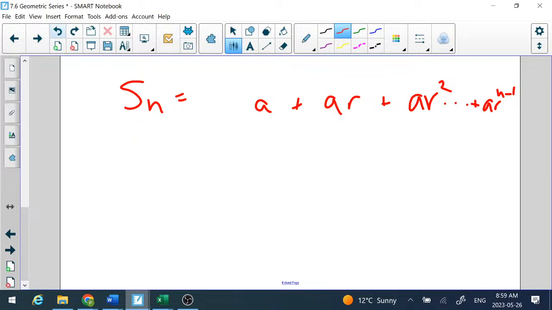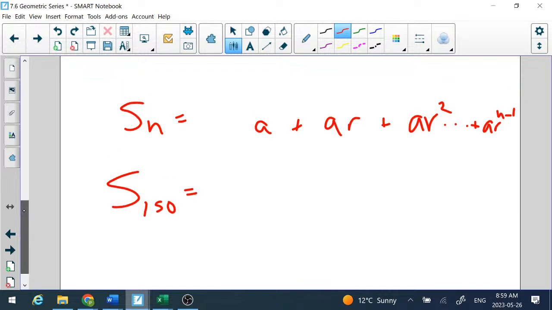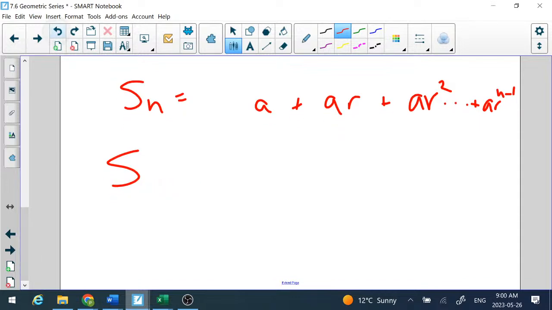If you want to do it the long way, this is what you do. You have to find every term and then add them all together. So if I say find S150, have fun. Enjoy your weekend, because that's how long it's going to take you. What's up? r stands for the common ratio. So in a geometric series, it's the number you keep multiplying by. You understand? Okay.